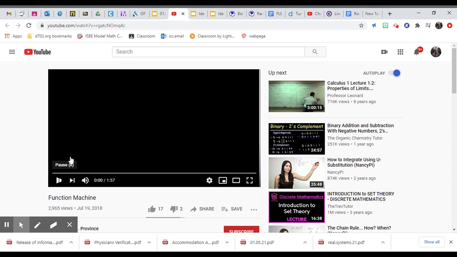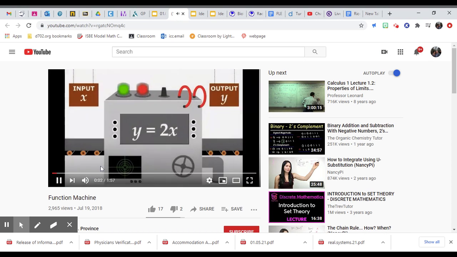Okay, so you watched this function machine video where you had an input going into a function machine and something happening to the number and coming out as something different. And so there were several things that went through. And so when you look at this and you see y equals 2x, your input's going in, you're multiplying your x by 2, and your output is coming out as a different number.